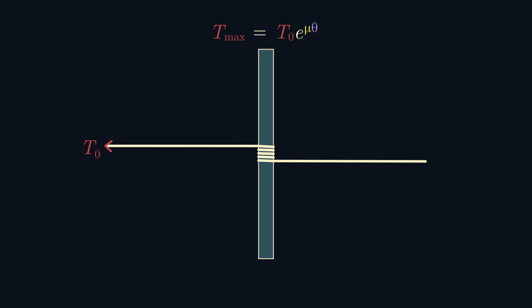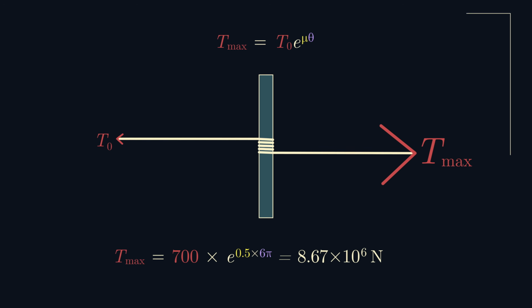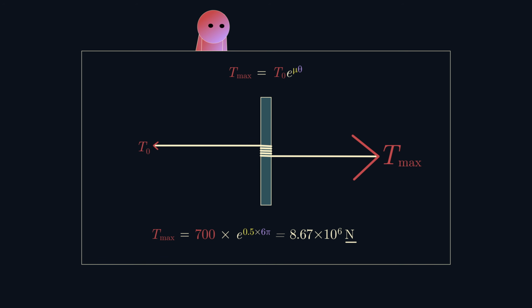And if there's one thing to know about exponentials, it's that they grow extremely quickly. Even just your body weight and 3 turns around a reasonably rough pole can withstand over 8 million newtons of force. Hopefully that explains why, if you have a spool of string, it almost always unravels before it slips.